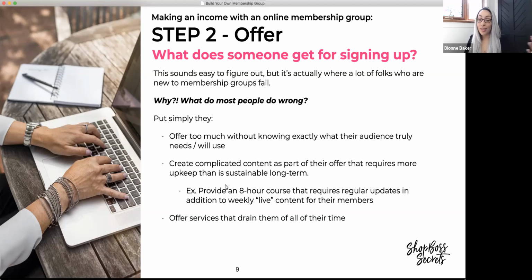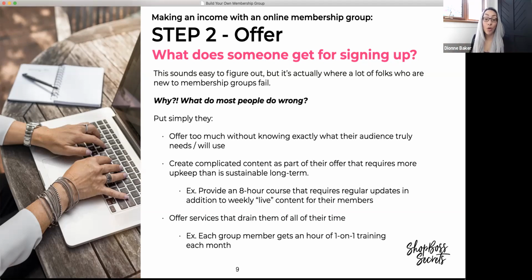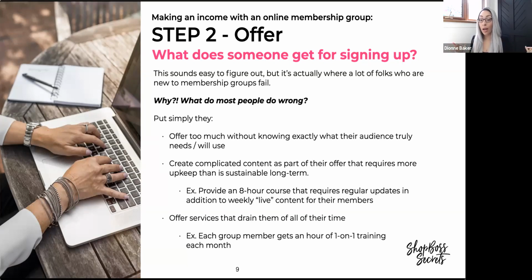There's another one that says offer services that drain them of all of their time. An example of this one could be, each group member gets an hour of one-on-one training every single month. Well, that's great if your group only has 10 people, right? That's only 10 hours. But if your group grows and all of a sudden you've got 45, 60, 100 members, where are you getting those hours in your schedule to actually give those people that one-on-one hour of training?